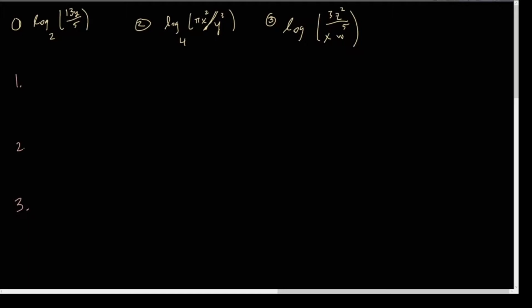Two's okay. They're all basically the same thing as that one example back there, where you had the log in parentheses, 5x over yz, right? Yeah. Yeah, so pi x squared is the numerator and y cubed is the denominator.